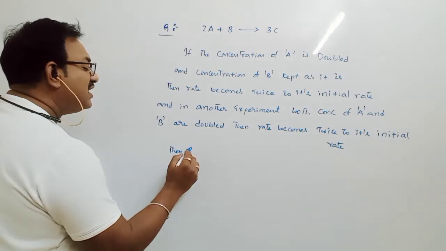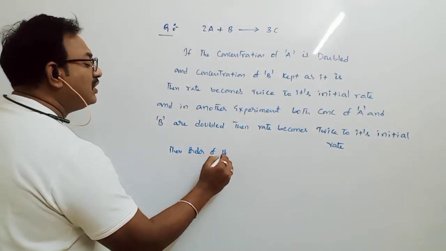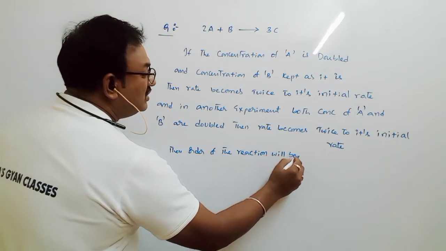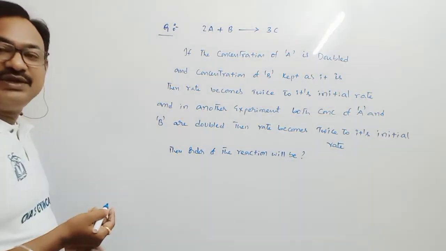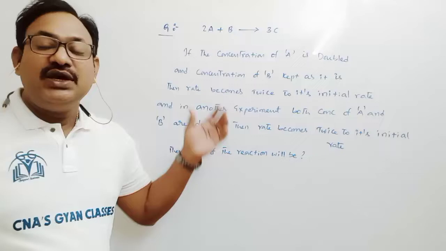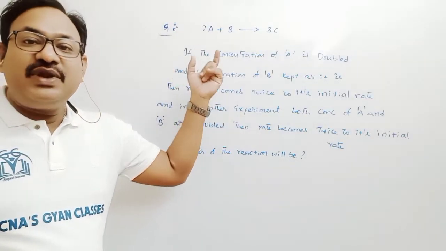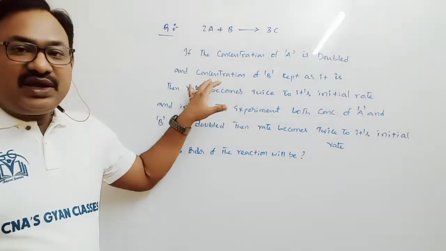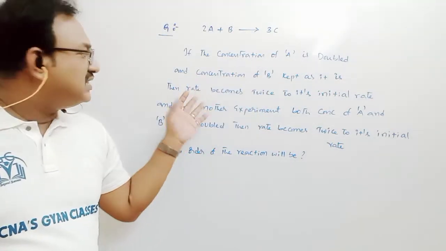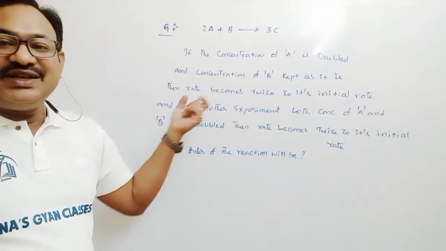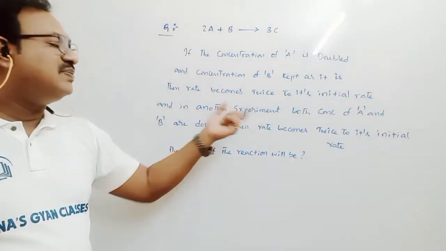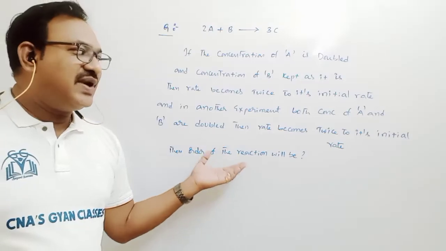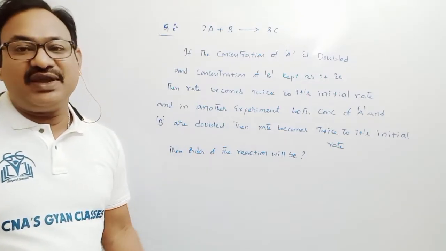Then order of the reaction will be? See, this is a kind of question which is important in kinetics. So I just gave an equation 2A plus B gives rise to 3C. If the concentration of A is doubled and the concentration of B kept as it is, then rate becomes twice its initial rate. And in another experiment, both concentrations of A and B are doubled, then rate becomes twice its initial rate. Then what is the order of reaction?